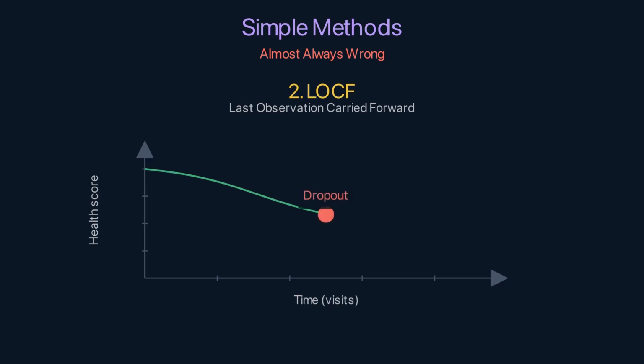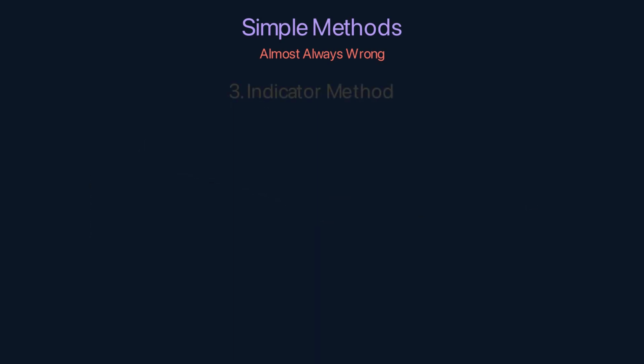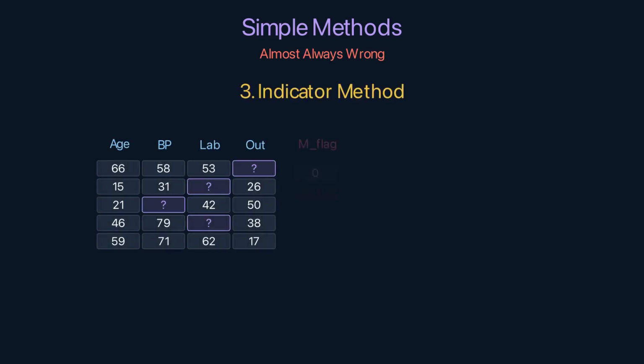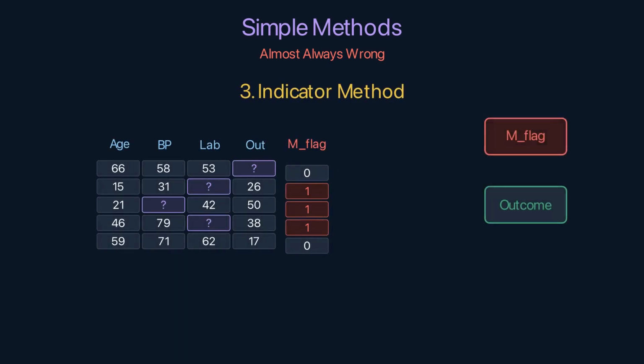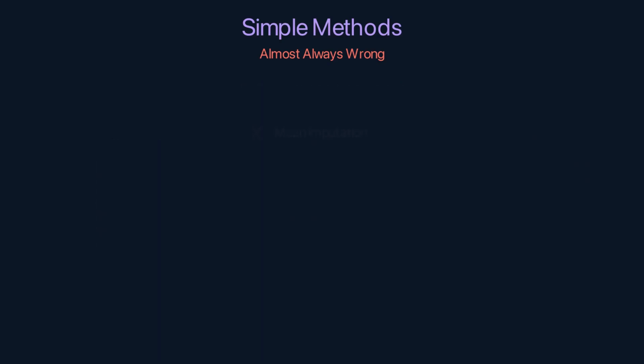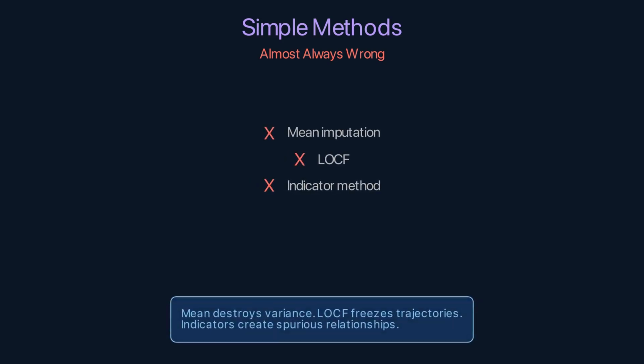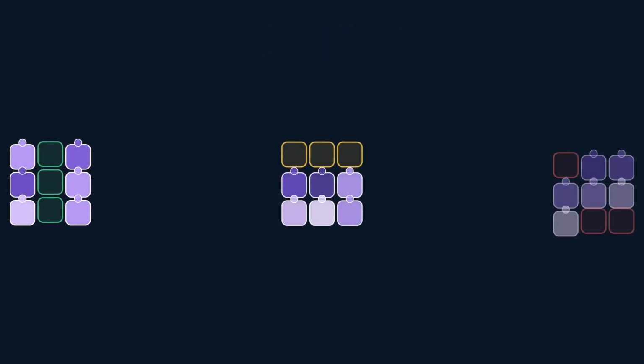Last observation carried forward: assume the last observed value persists. For progressive disease, this freezes the trajectory at the last good value, underestimating deterioration. The indicator method: add a binary flag for missing and set the missing value to 0. This introduces a spurious relationship between the flag and the outcome. Use none of these. The mechanism determines the solution.